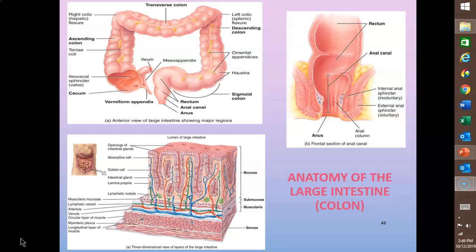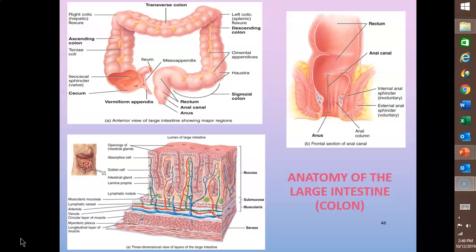The large intestine is the terminal part of the gastrointestinal tract. The overall functions of the large intestine are the completion of absorption, the production of certain vitamins, the formation of feces, and to expel that feces from the body.